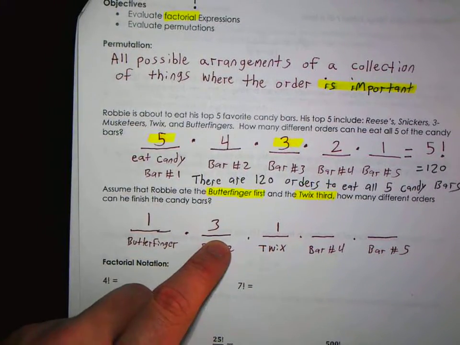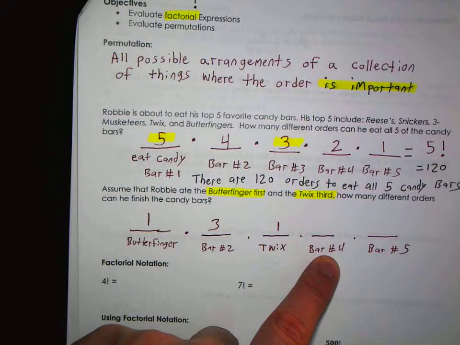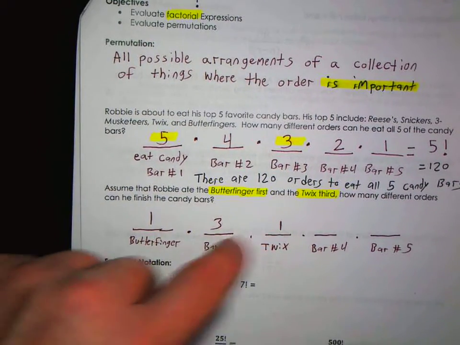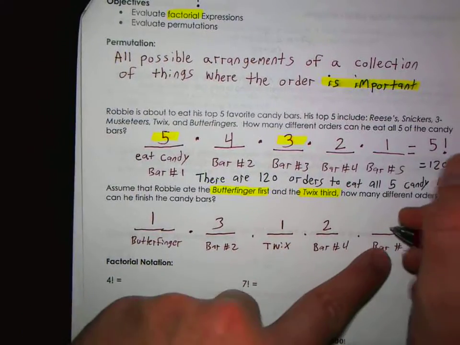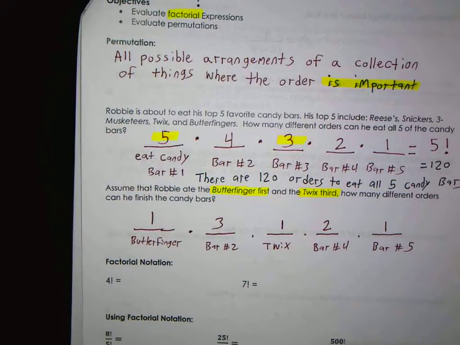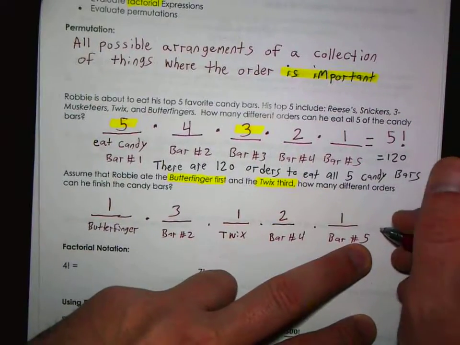So you eat a candy bar, right? And we know that this was only 1 combination. What would this be? You eat a candy bar, you eat a candy bar, you eat a candy bar, leaving 2 candy bars that could go there, and then 1 that could go there. Type that in. 1 times 3 times 1 times 2 times 1. There are 6 different orders.